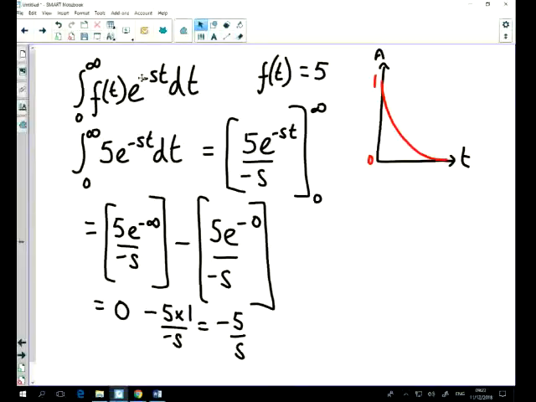I'm sorry, that should have been positive, because it was negative, negative. That should be a positive. Someone noticed that, did they? Yeah. Good. Okay, good. Of course, if you did get the question, it might not be F(t)=5, it could be 2, 3, 1, anything.